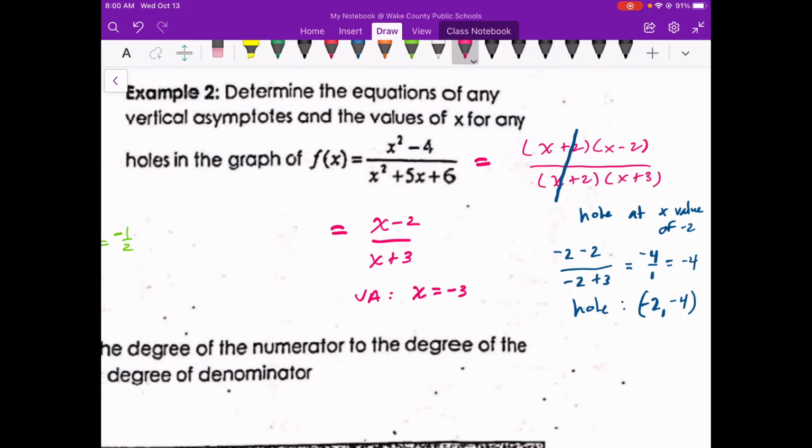So that's an entire line of discontinuity, meaning there's not going to be a single point who has an x value of negative 3 in this function. All right, so that's how we're figuring out holes and vertical asymptotes.